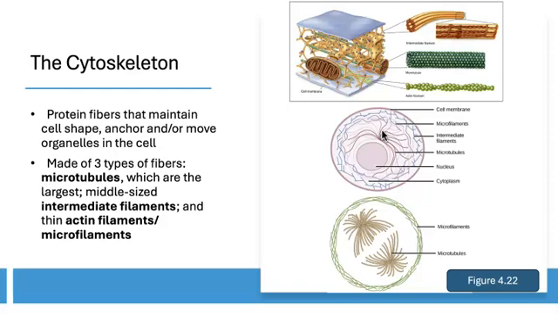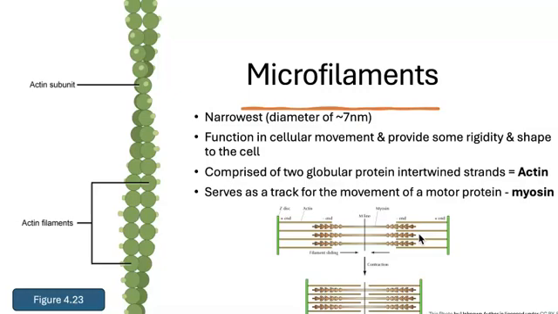We also have intermediate filaments, which will be kind of our medium size fibers. And then we have our actin filaments or microfilaments, which are going to be our smallest type of fiber. These fibers will also allow our vesicles to move within the cytoplasm and enable the cell to even move. So first, let's talk about those microfilaments a bit more.